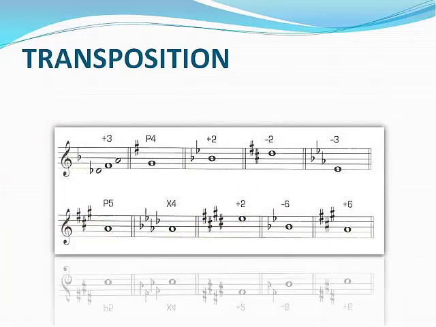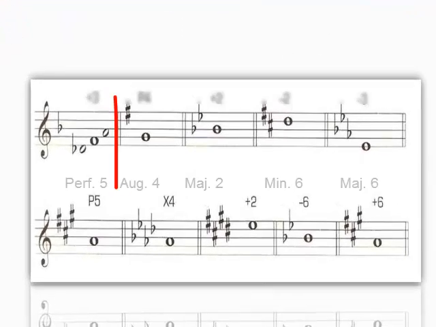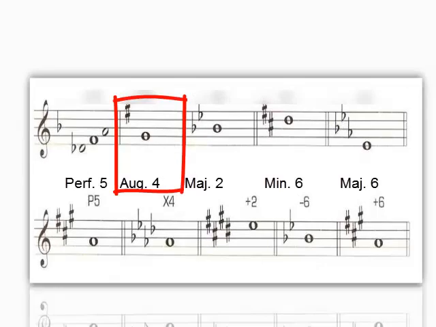Let's practice finding these keys. Each note that is given is the tonic of the key. The first step is to determine the key. This is in the key of G major. A perfect fourth above G major would be C, so the new key would be C major. A perfect fourth below G would be D, so the new key would be D major.